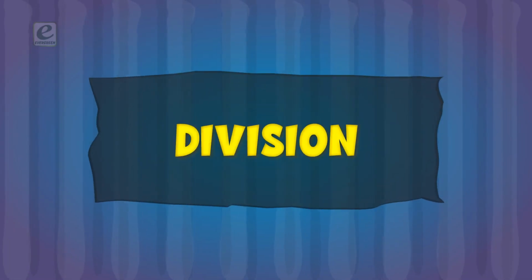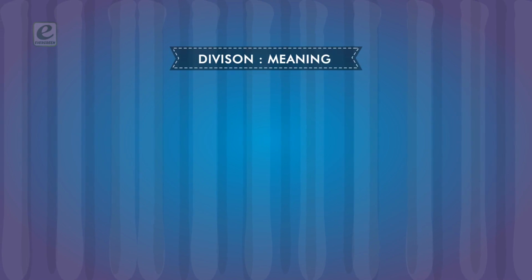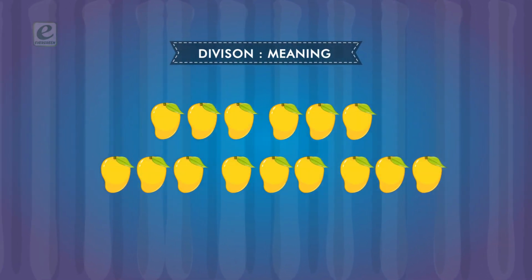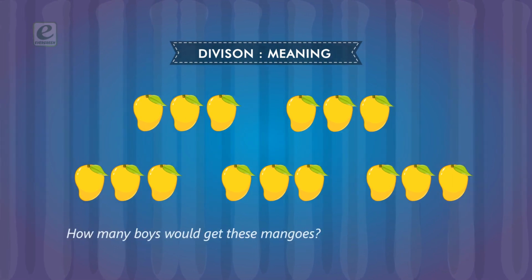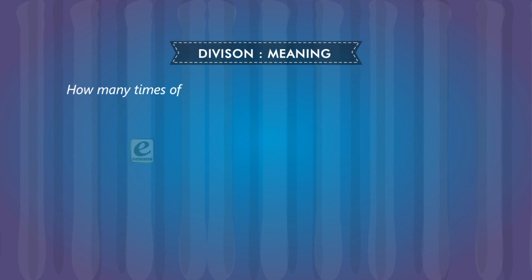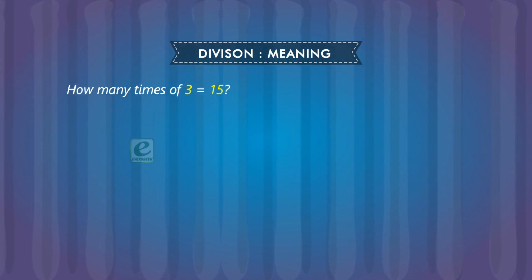Division. Division, meaning there are 15 mangoes. Each boy was given 3 mangoes. How many boys would get these mangoes? How many times of 3 is equal to 15?